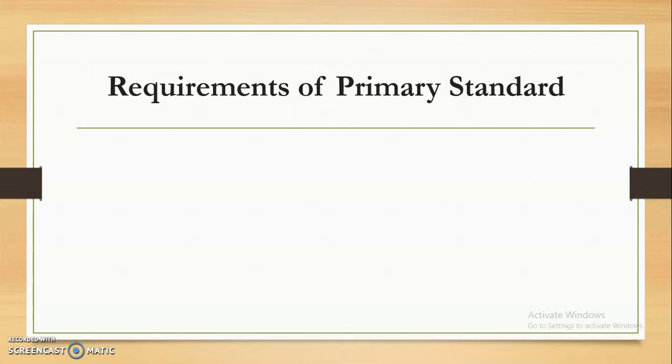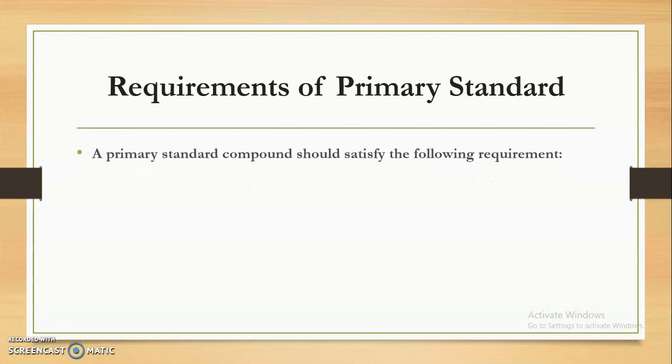Now for a compound to become a primary standard, there are certain requirements. One requirement that I have told you is that a primary standard must have 99.99% purity. But it is not always possible that we get a substance in 99.99% purity. So these substances are categorized under the secondary standards. First we will discuss which are the different requirements that a primary standard should have.